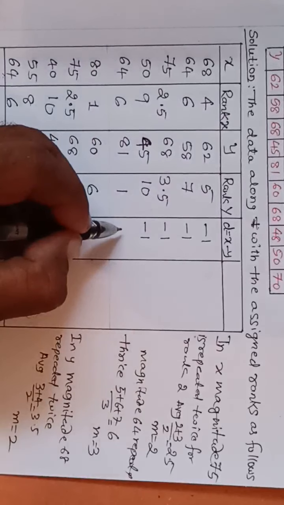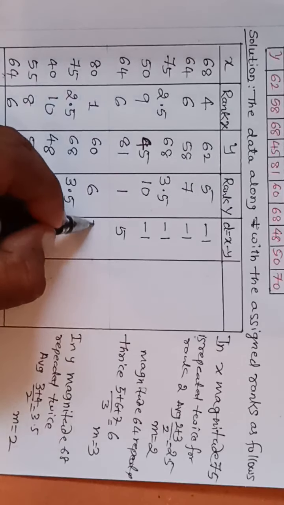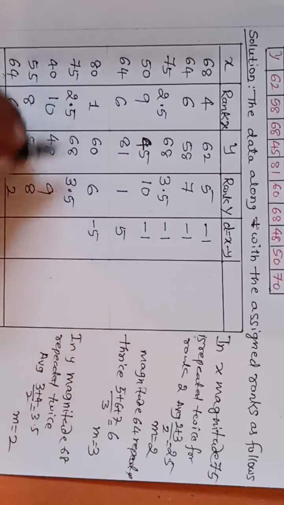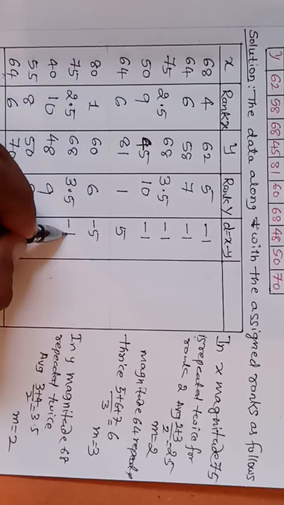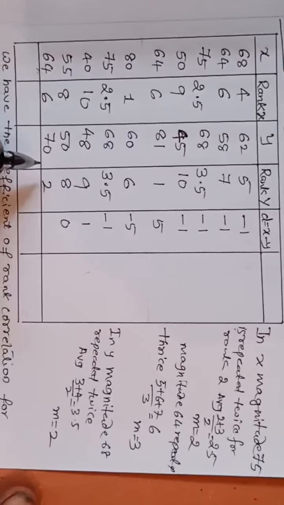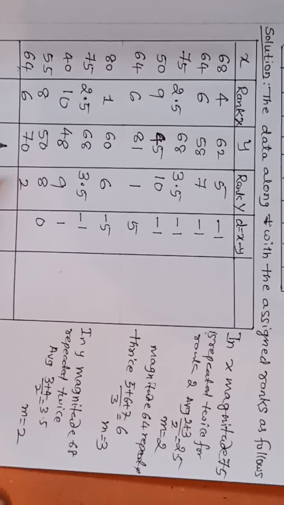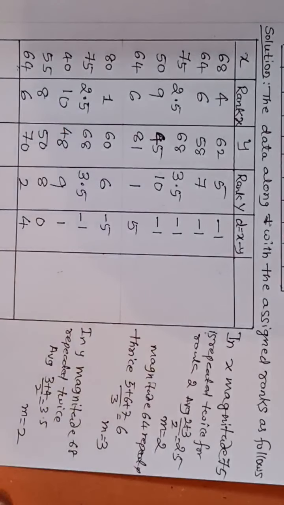6 minus 1 is 5. 1 minus 6 is minus 5. 2.5 minus 3.5 is minus 1. 10 minus 8 is 1. 8 minus 8 is 0. 6 minus 2 is 4. So next we require the summation of d square.